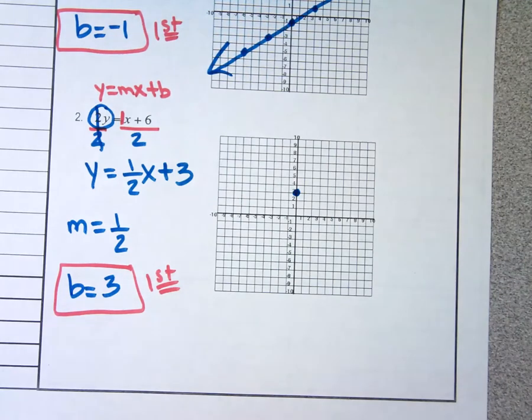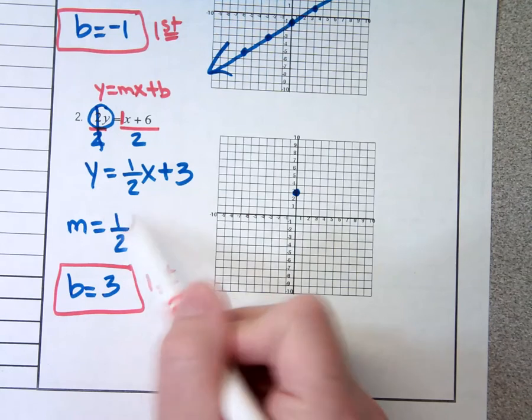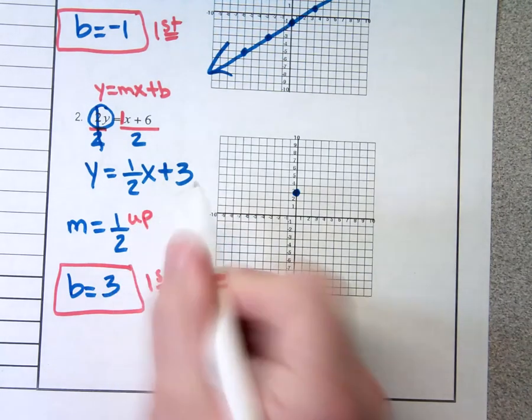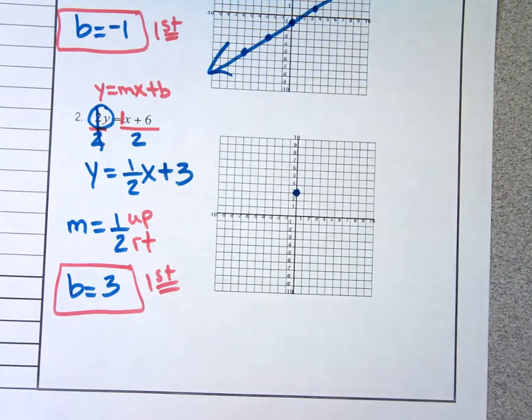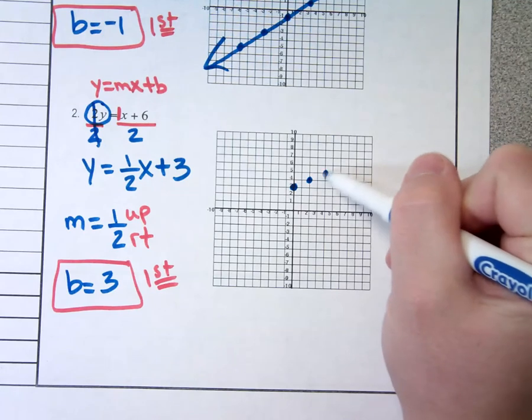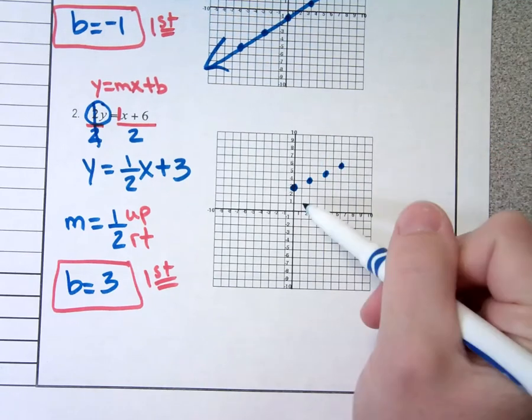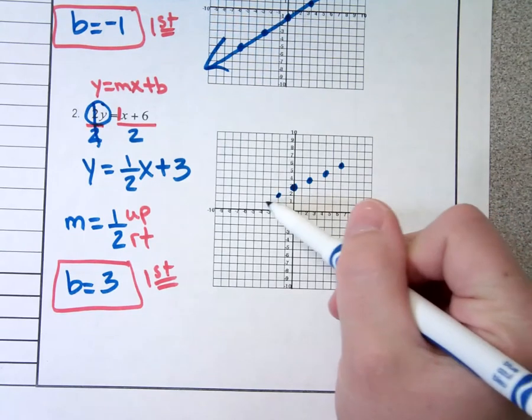And then slope is how I move. Slope is rise over run or fall over run. So since this is a +1, I rise, I go up. And 2 is what I run, and since it's positive, I go right. So from my y-intercept, I go up 1, right 2, up 1, right 2, up 1, right 2. Let's practice reverse. Down 1, left 2, down 1, left 2.